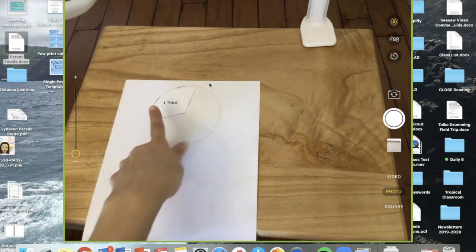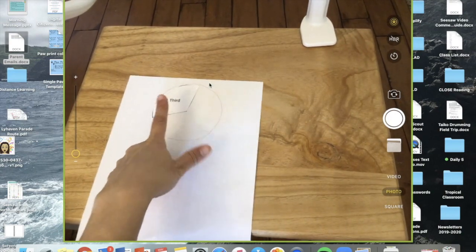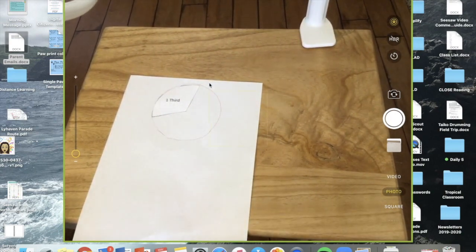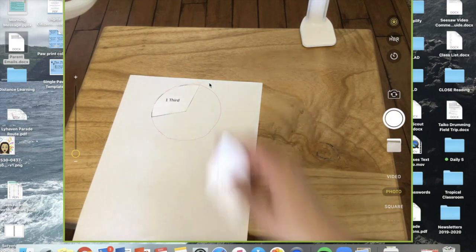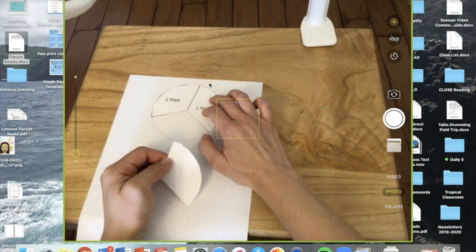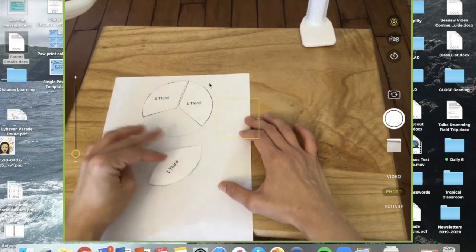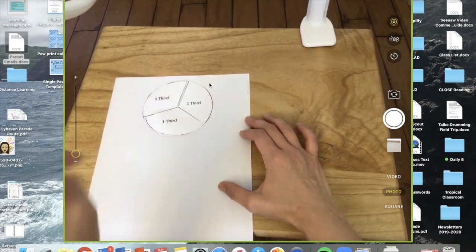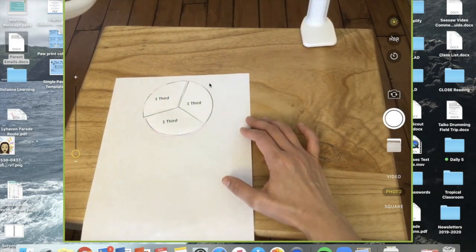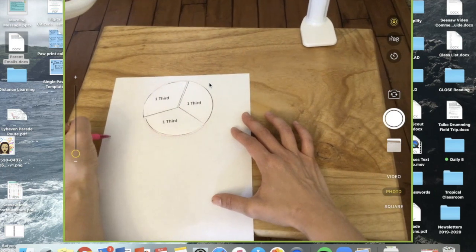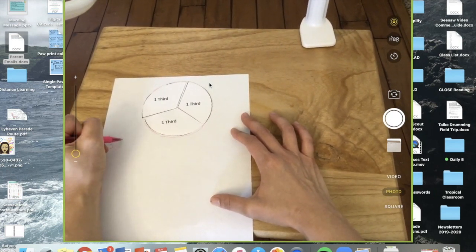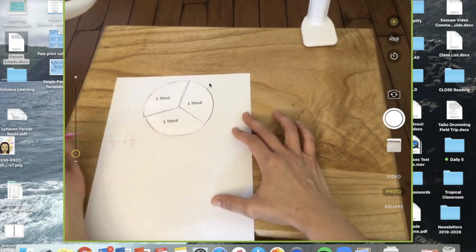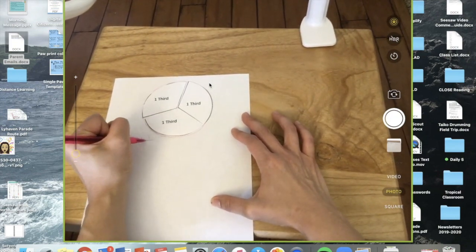So remember, I'm talking about thirds right now. Thirds. So I only have 1/3. So now I need to add on 2 more, because 1/3 plus 2/3 plus 3/3. 3 equal parts. That's why we call it thirds. So it's 1/3. If I'm looking at the fractions, it's 1/3 plus 1/3 plus 1/3.